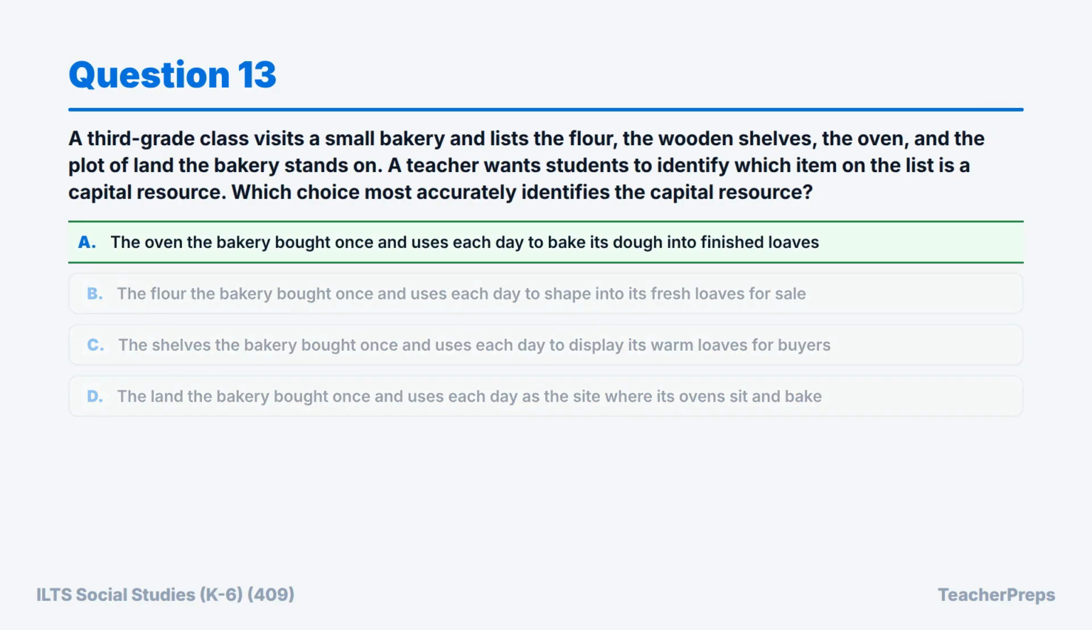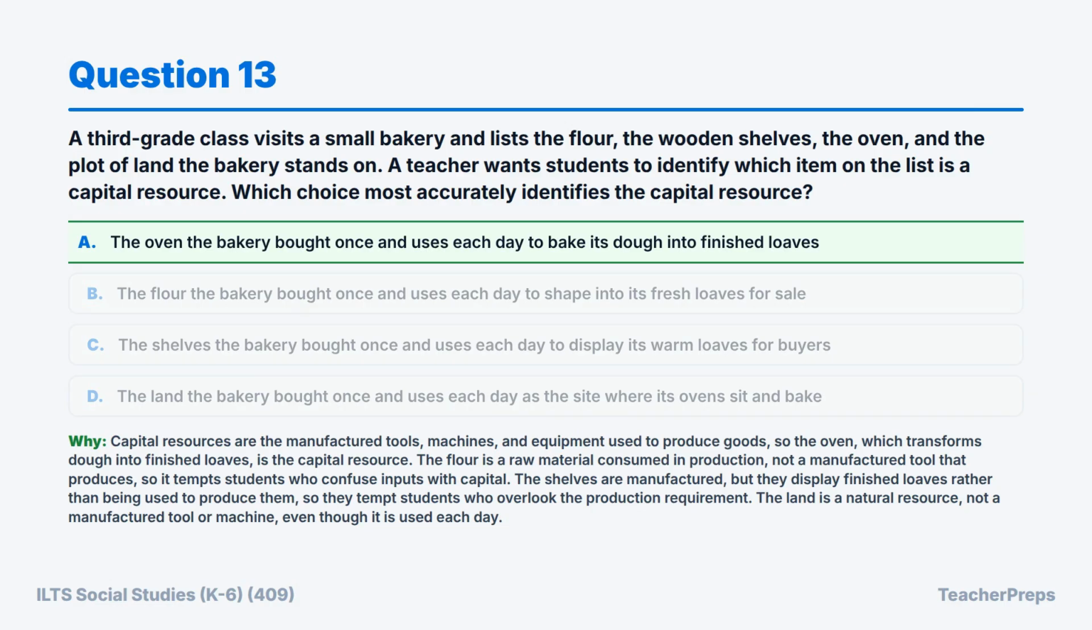The correct answer is A. The oven the bakery bought once and uses each day to bake its dough into finished loaves. Capital resources are the manufactured tools, machines, and equipment used to produce goods, so the oven, which transforms dough into finished loaves, is the capital resource.